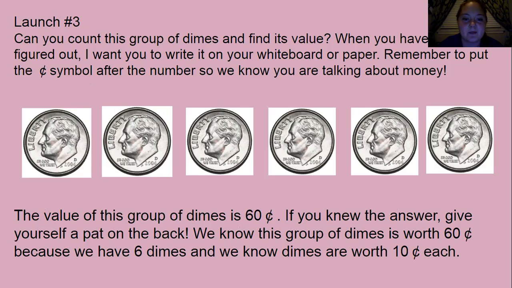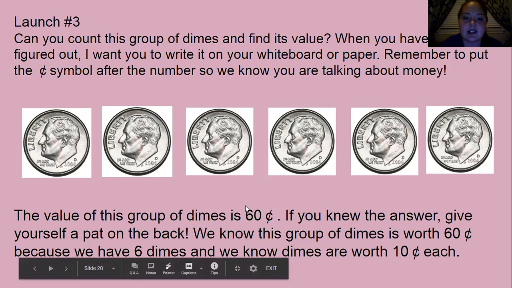Nice work. We know this group of dimes is worth 60 cents because we see that we have 6 dimes in our group, and we know dimes are worth 10 cents each. So when we count that, that equals 60 cents. And 60 cents looks like this, the 60 with the cent symbol after it.